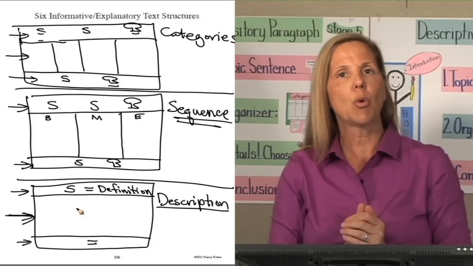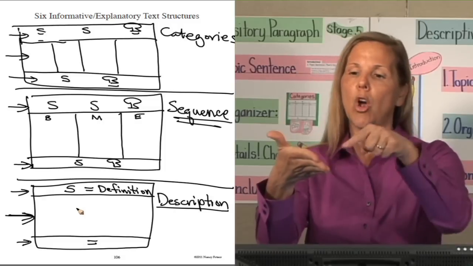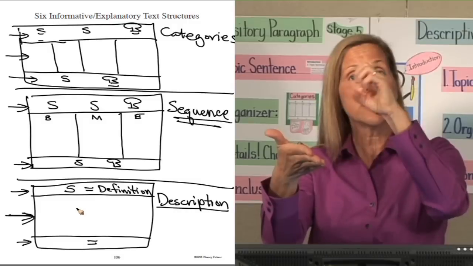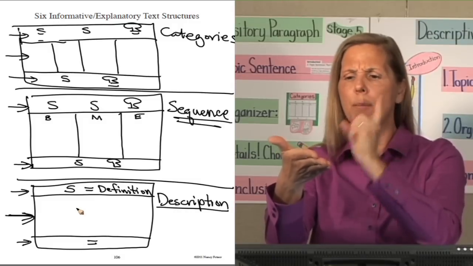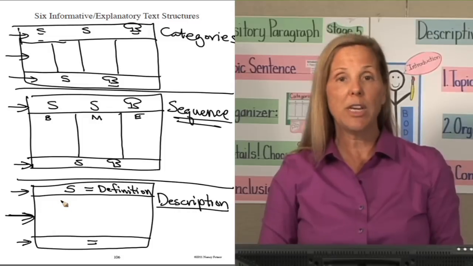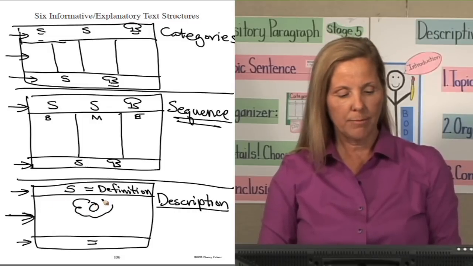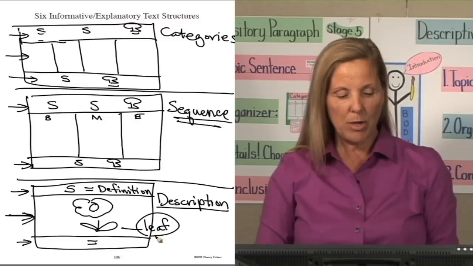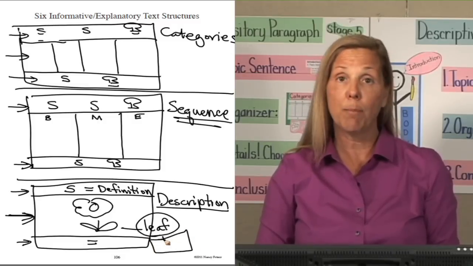So let's go back and do our hand signal one more time. Draw a picture, label the parts, add fancy words, and tell the function of the parts. So in the middle of our organizer here, what would we do? We would draw a picture of our subject. We would label the parts. Then we would tell the function of the parts.